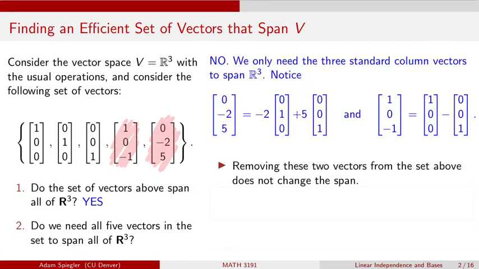So just some points to observe here: if we remove these 2 vectors that I just highlighted in red, then we do not change the space that we're able to span. We still span all of R3.